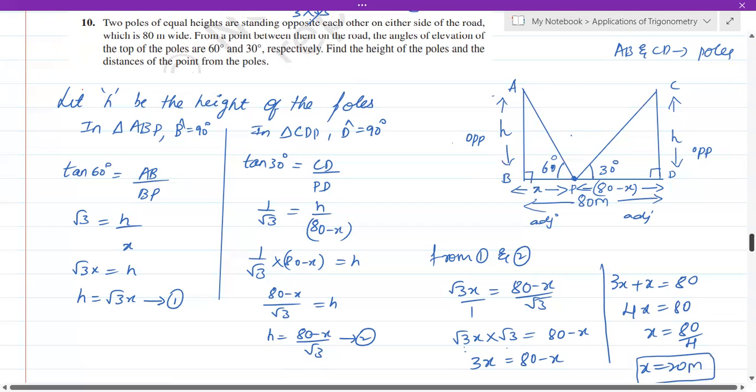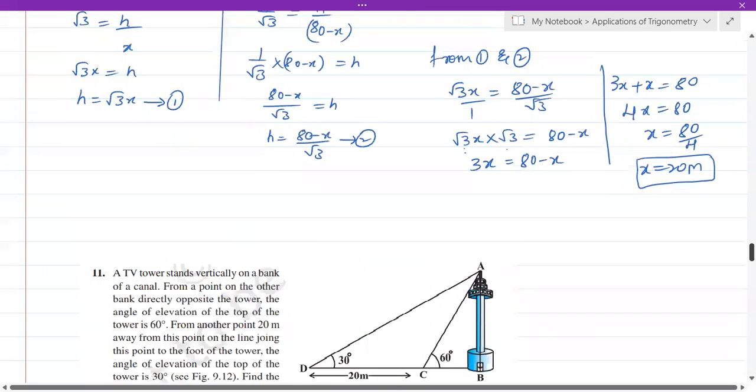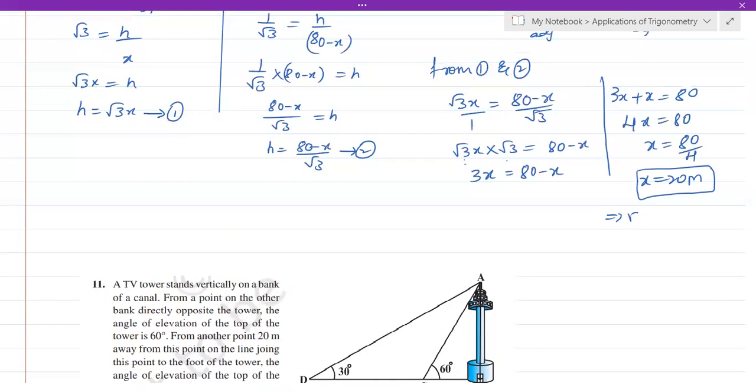That is, the distance between B and P is 20 meters, which implies BP is equal to 20 meters and PD is equal to 80 minus 20, 60 meters. But we had to actually find the height of the tower. From equation 1, H is equal to root 3x. We know the value of x as 20. So root 3 into 20 is 20 root 3. That's the height of both the poles.